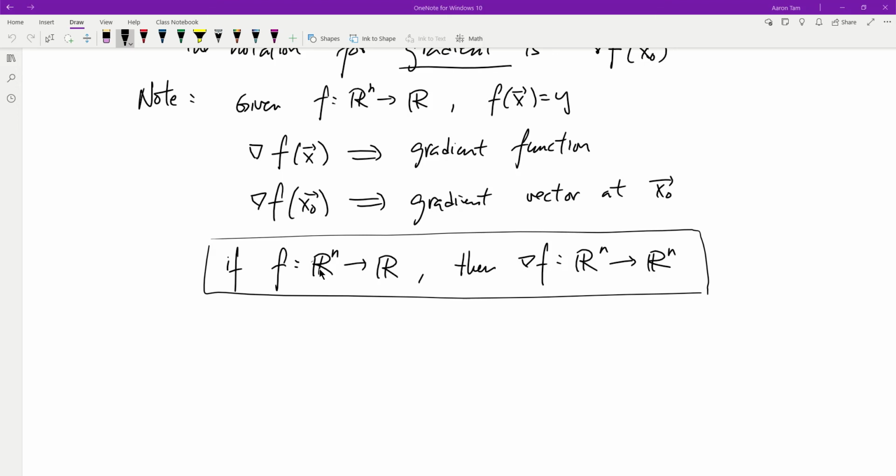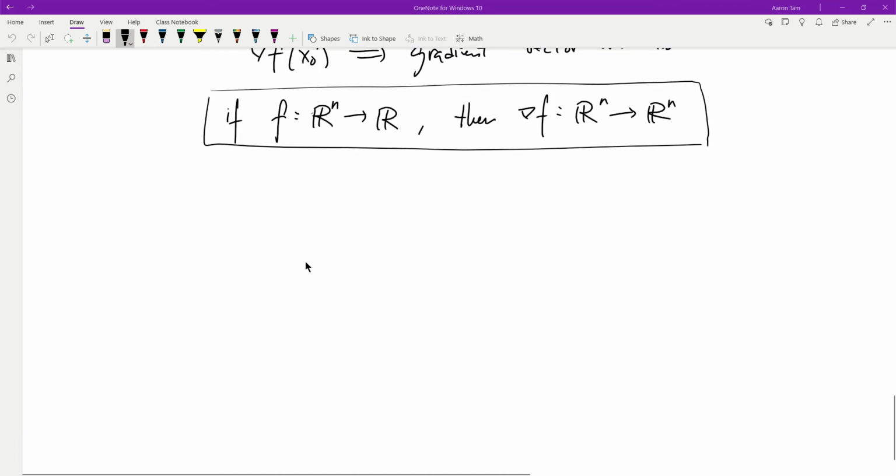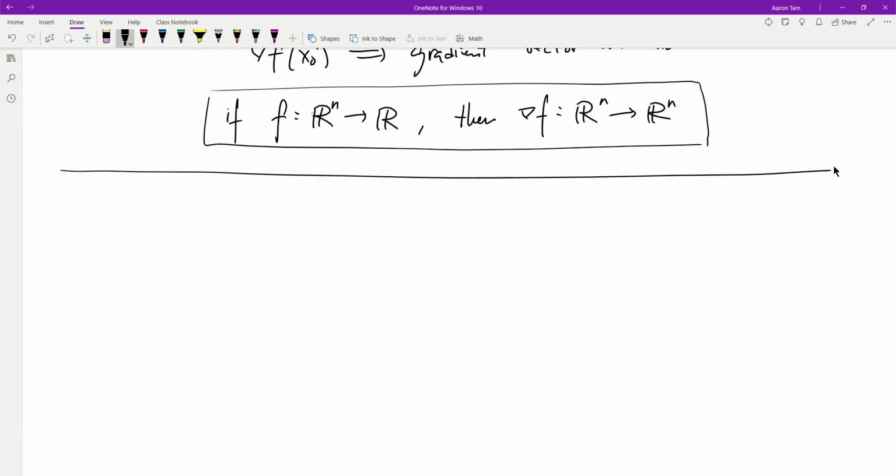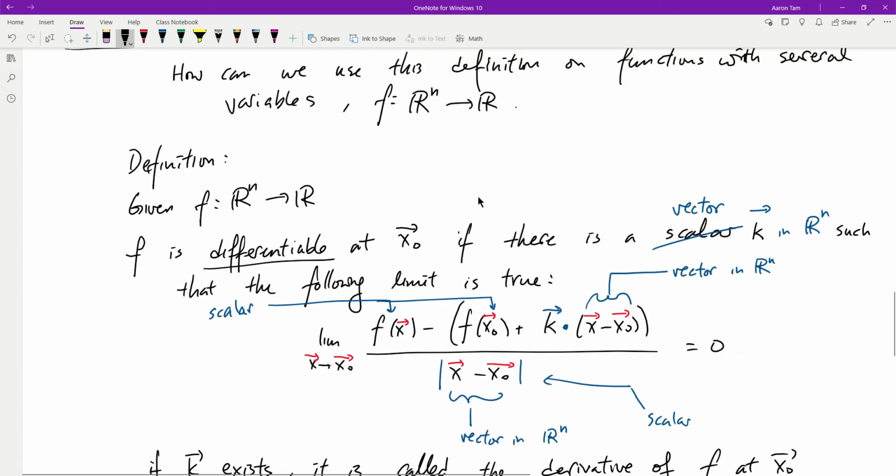Hi everyone. So today we're going to continue our discussion of 5.2. Last video we defined what we call the gradient. The gradient is basically what a derivative of a function of several variables is going to be. But we have yet to talk about how to find the gradient. We have a definition, which is right here.